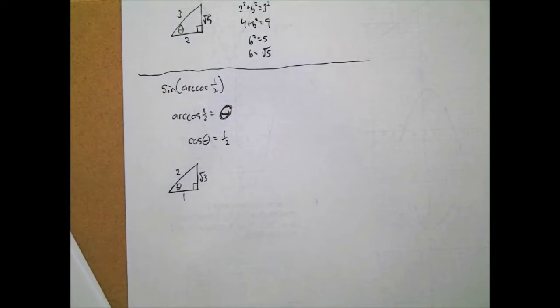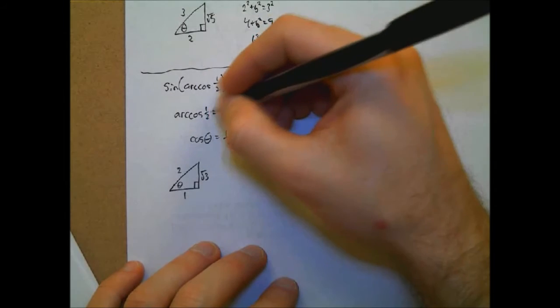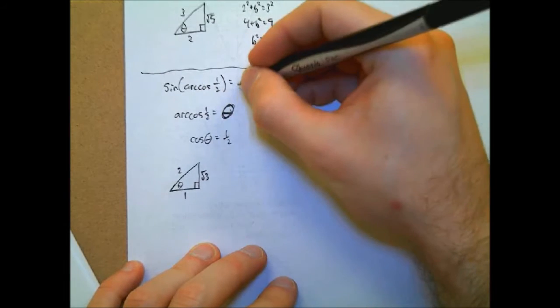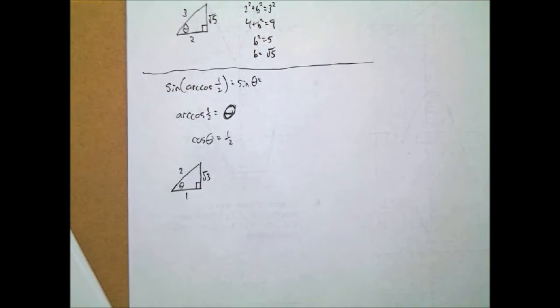Okay. So then if arc cosine of 1/2 is theta, I can replace this arc cosine 1/2 with theta, so we'll just do sine of theta. What is sine of theta according to our right triangle here? Root 3 over 2.